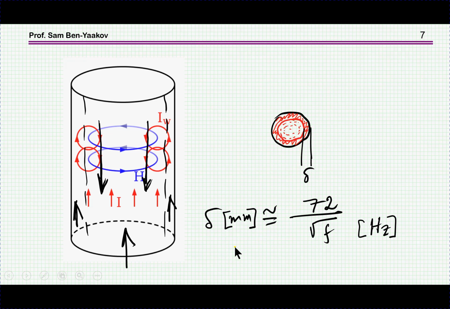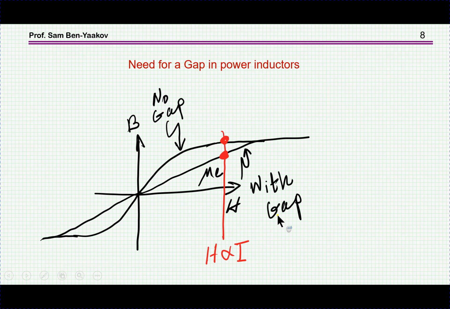And an approximate expression for the skin depth is this equation, 72 over the square root of f in hertz, and the result will be in millimeters. This depends on the conductivity of the material and some other parameters which I'm not going into in this simple presentation. So these are the proximity and the skin effects.